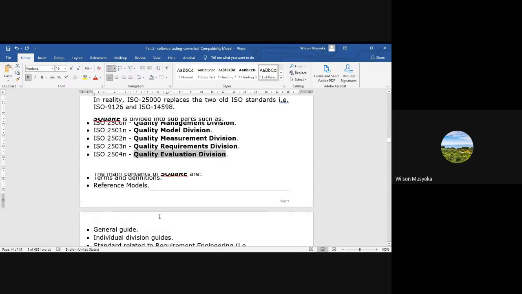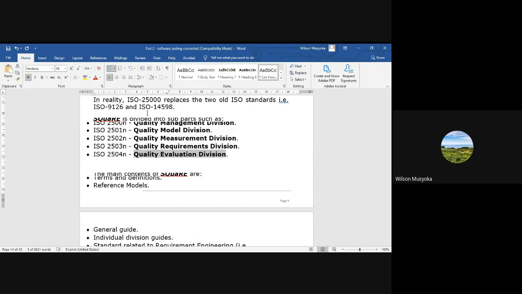So when we start with the first one, the quality management division is supposed to look at the requirements and then check them against the standards of the set organization that will come up with the software. The quality model division will look at those requirements and then gauge them against the set standards for modeling a software. Then the quality measurement division will look at the development team and check it against the software development standards of the methodology that is being followed.